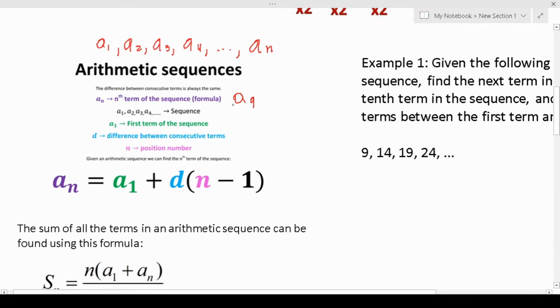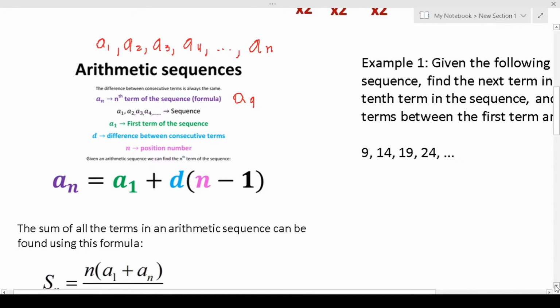That is, if I asked you to find the 9th term in a sequence, that would be a_n, which is a_9. And then n, as you can see, would be the same as 9. By identifying all those things and plugging them into this formula, you can find any term in an arithmetic sequence.